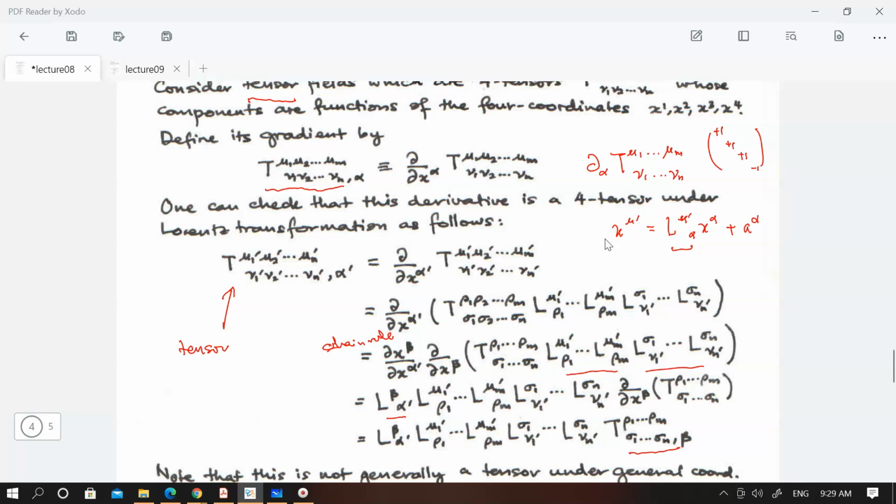So if you go to the more advanced subject of general relativity, the derivative of a tensor will not be a tensor. You have to remember that, so that in this particular case, it's just a special case of special relativity.